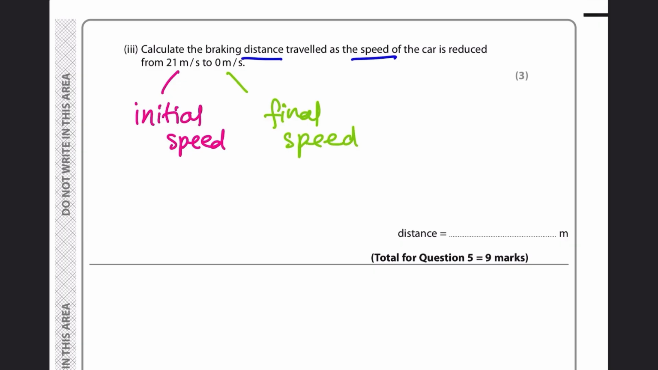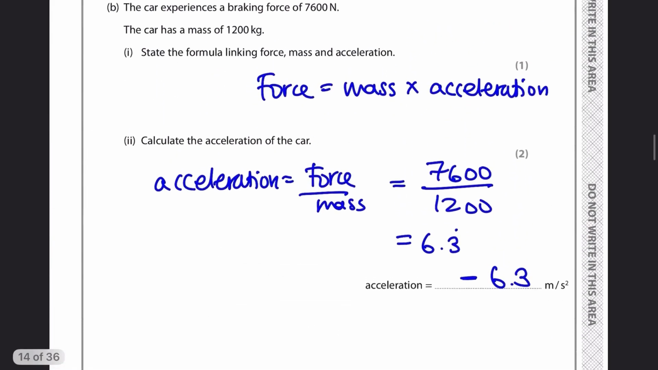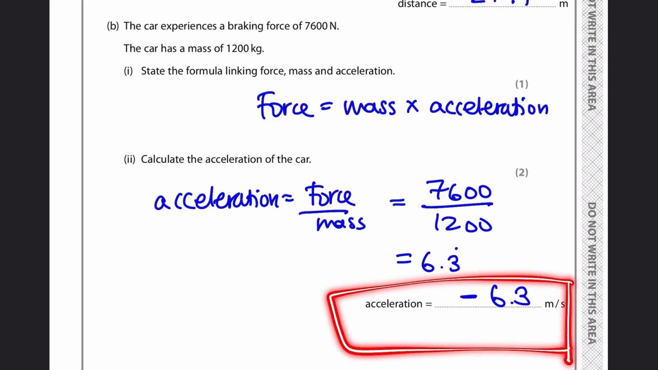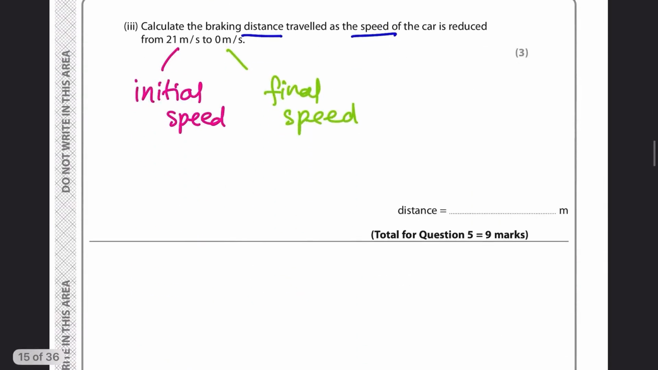So I've got initial speed, final speed, and distance. Anything else that I know? It would help to scroll back up and see what other information you just calculated. That's supposed to help you for the later parts of the question. And it turns out that acceleration is negative 6.3. So I'm also going to write that down here.